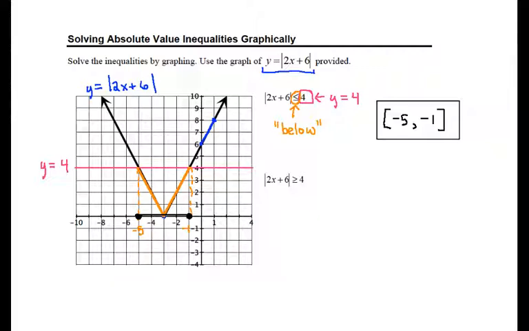Now, based on this same graph, the same two graphs really, we're going to solve this inequality that's in the other direction. This is a greater than or equal to, and because of the greater than, I'm going to think of this as the word above. For this, I have to identify the portion or portions of the absolute value graph that are above the line. We have one over here, and we have another one over here.